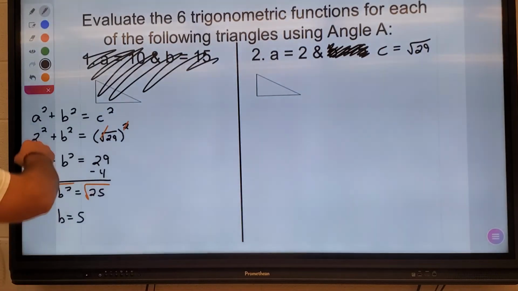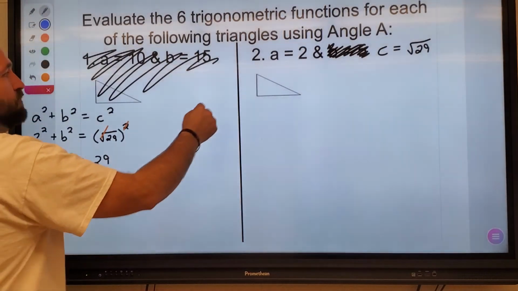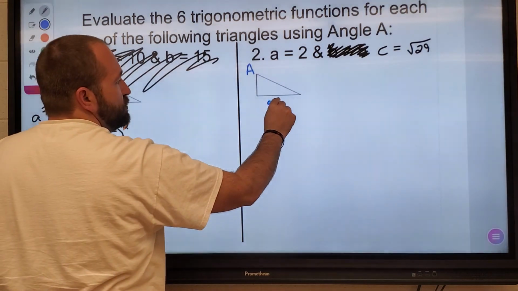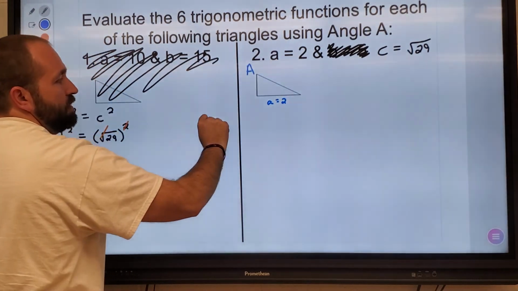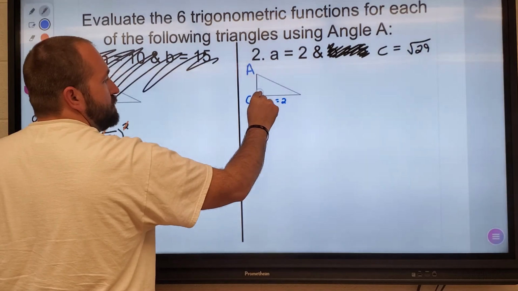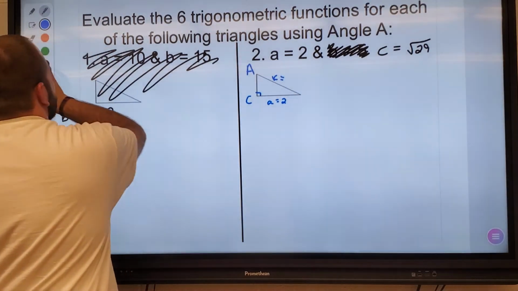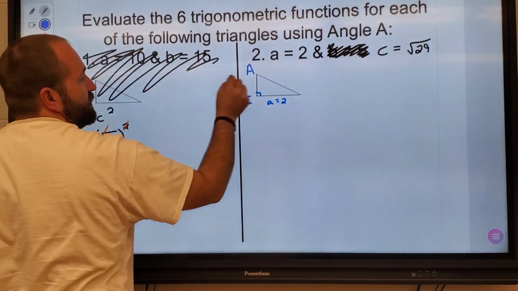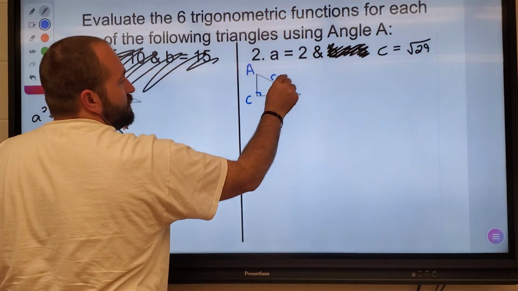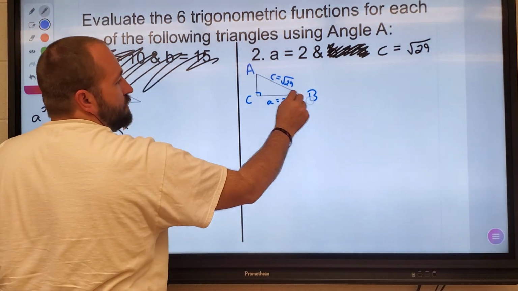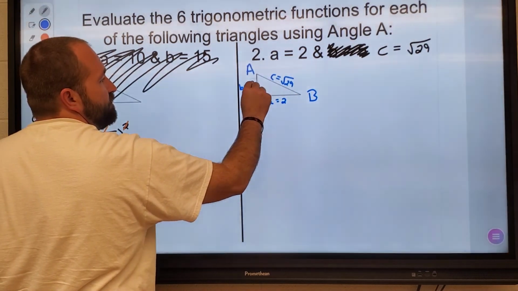All right. Again, now labeling my triangle, I'm going to do angle A up top, which gives me side A down here, which is 2 as we identified. This is angle C, the right angle. C is the square root of 29. This is angle B. B was then 5 as we just found.